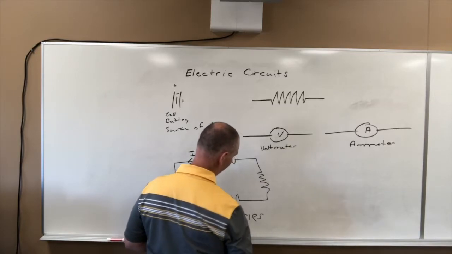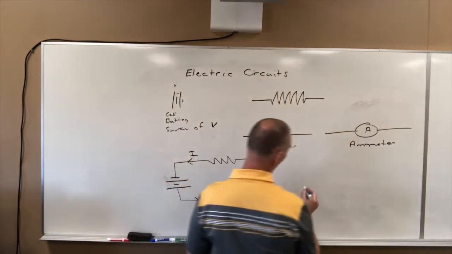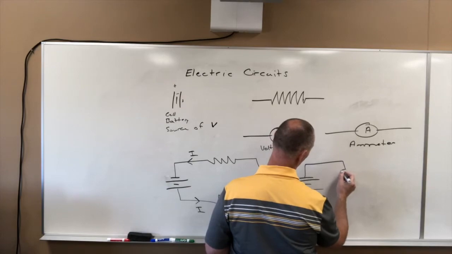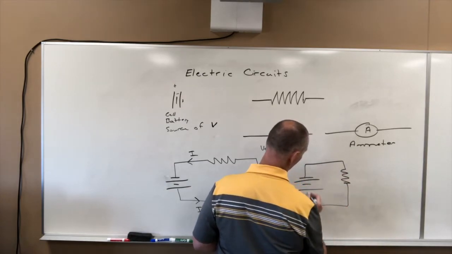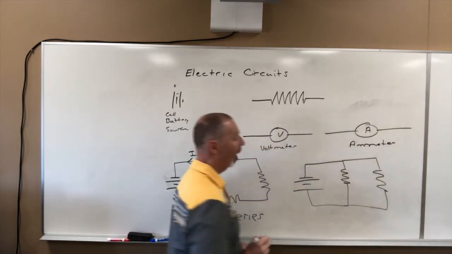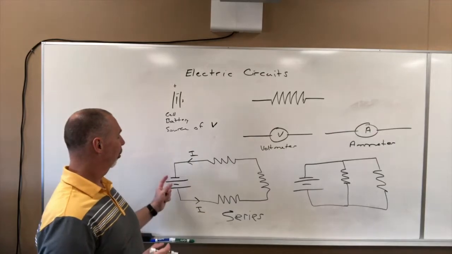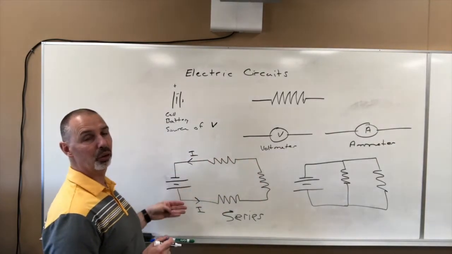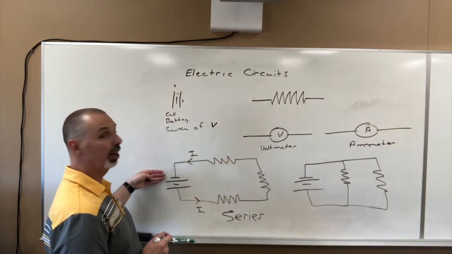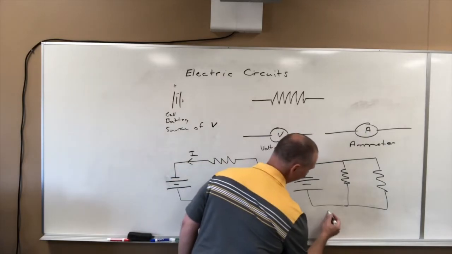Okay, a series circuit. And then there are parallel circuits, and parallel circuits look something like this. The difference here is that in a series circuit, there is only one path for the electrons to flow. They start here, flow around the circuit, and end up back at the potential difference.